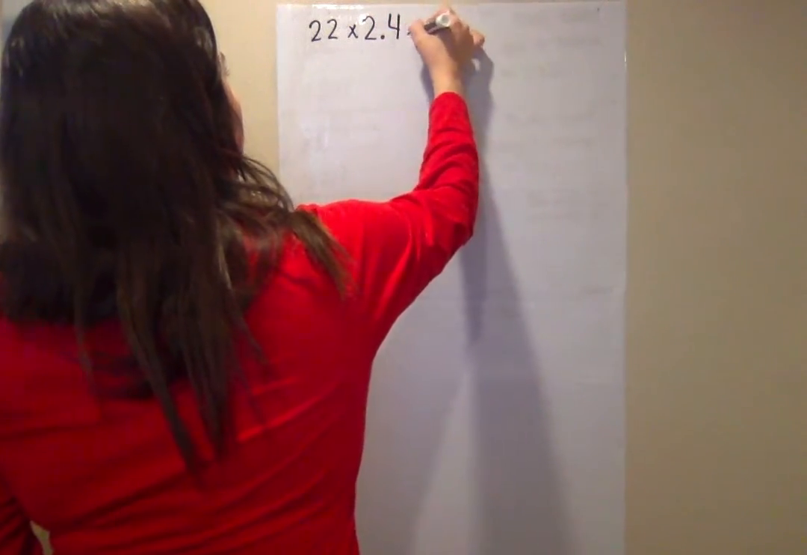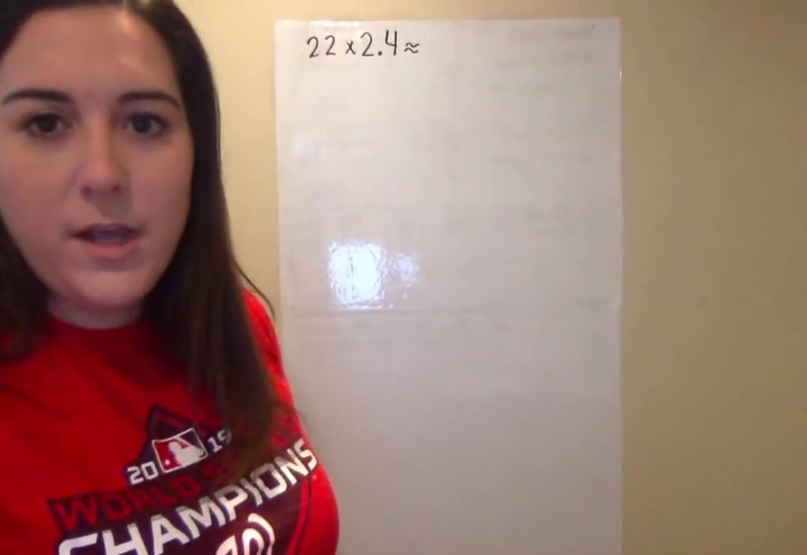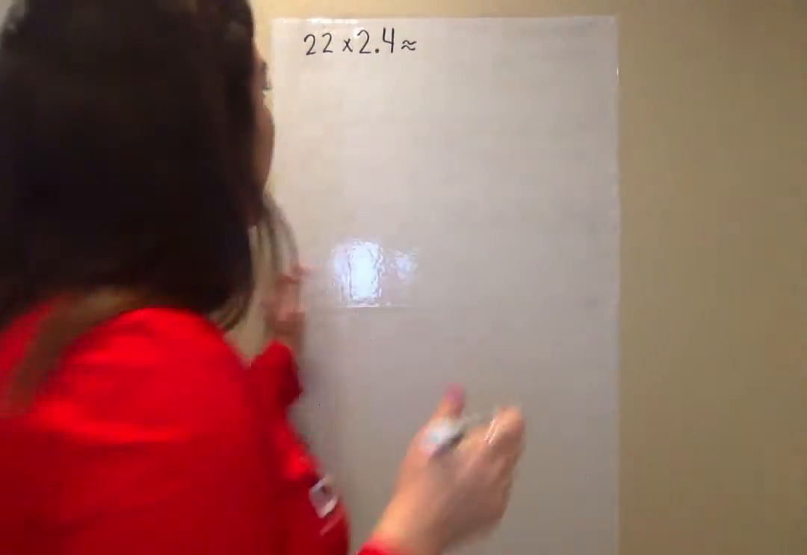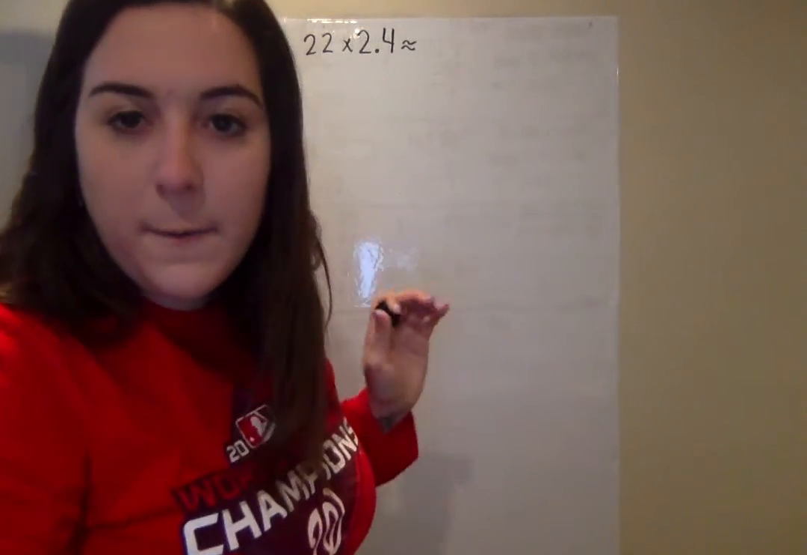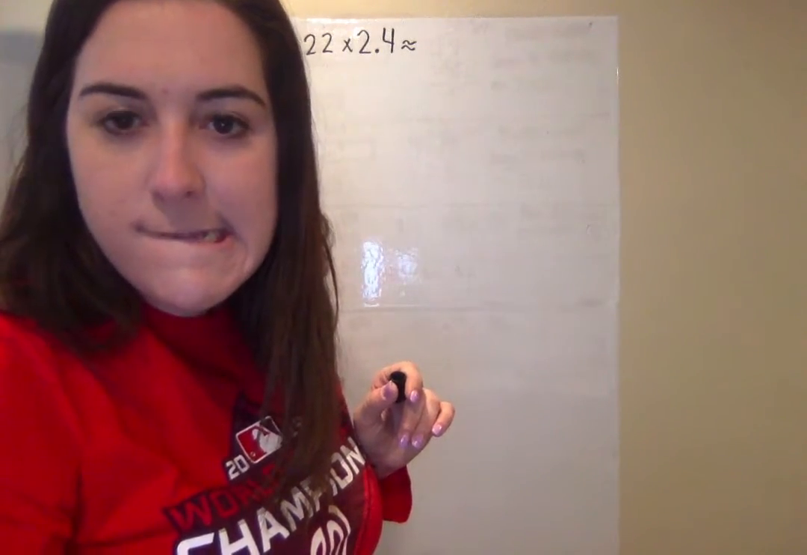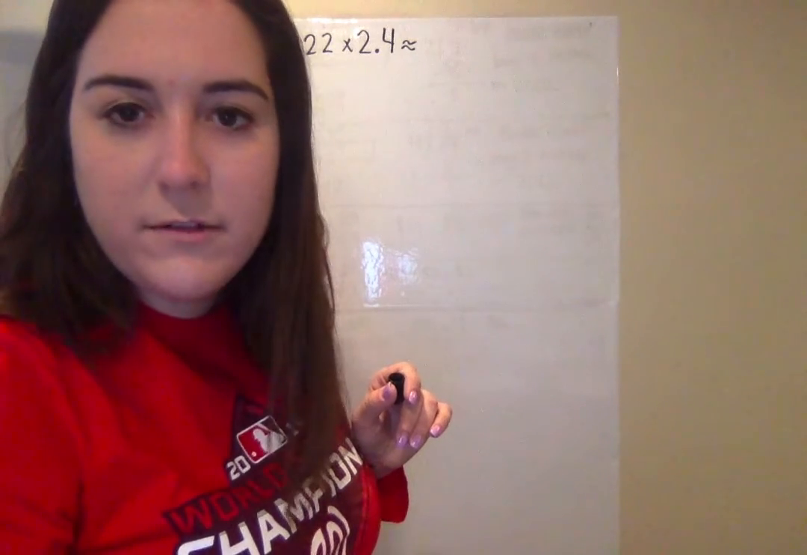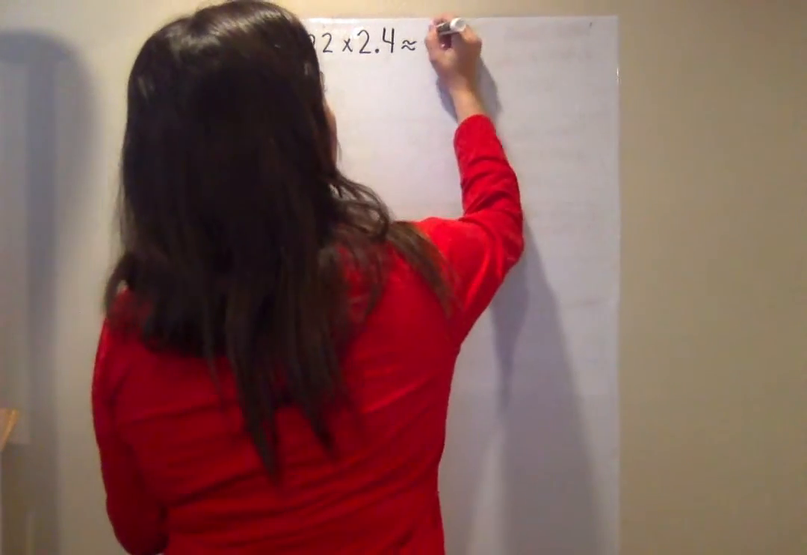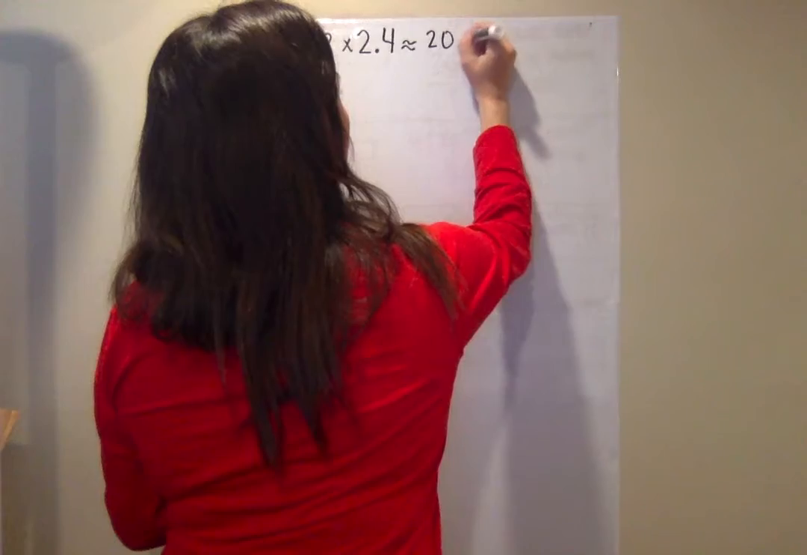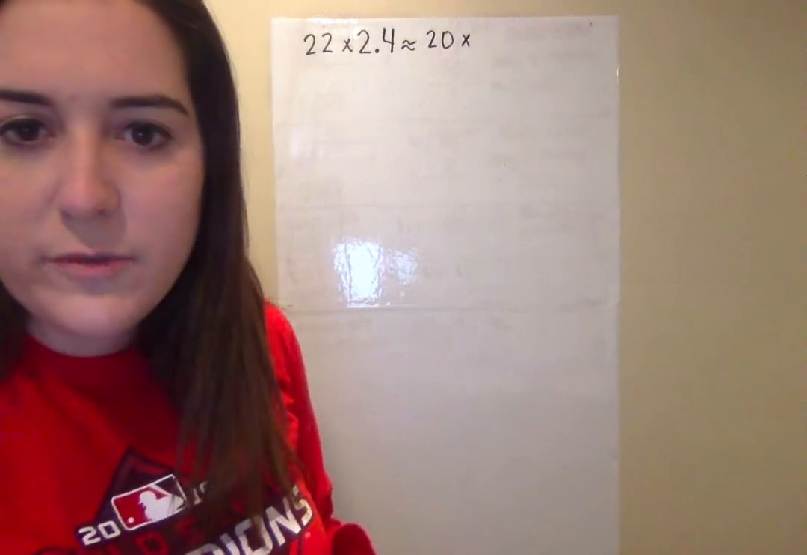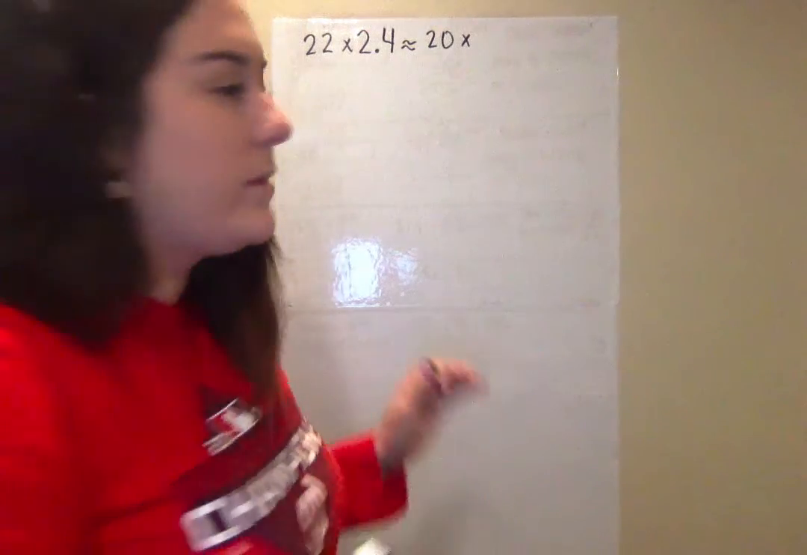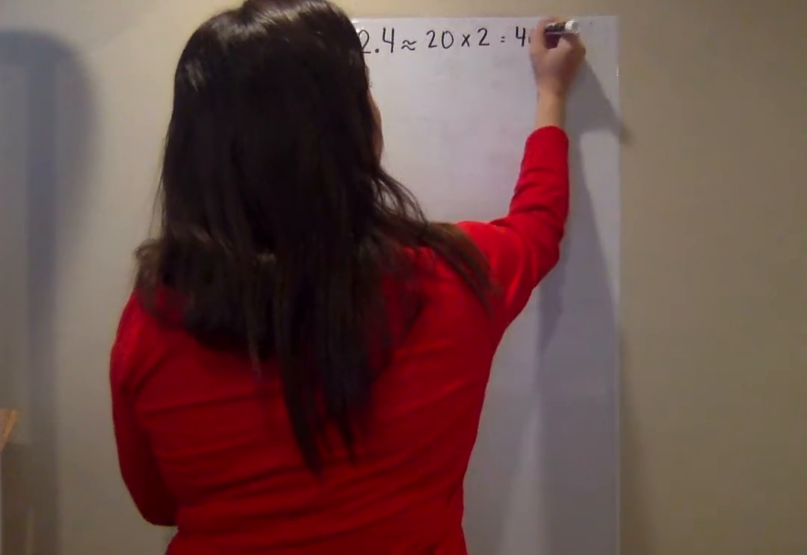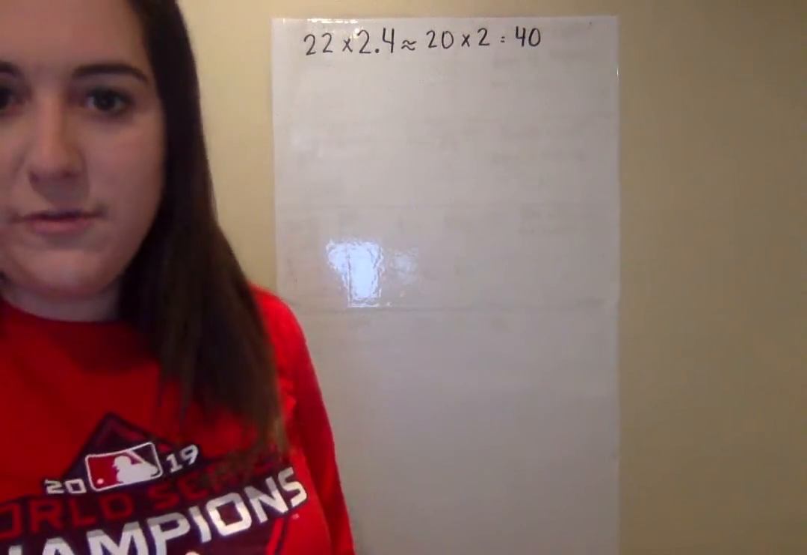We need to estimate that first. I'm actually going to go ahead and round my 22 to 20, times, and I'm going to take that 2 4/10 and round it to the nearest whole number, so I'm going to say times 2. That gives me approximately 40. So our answer should be somewhere close to 40.